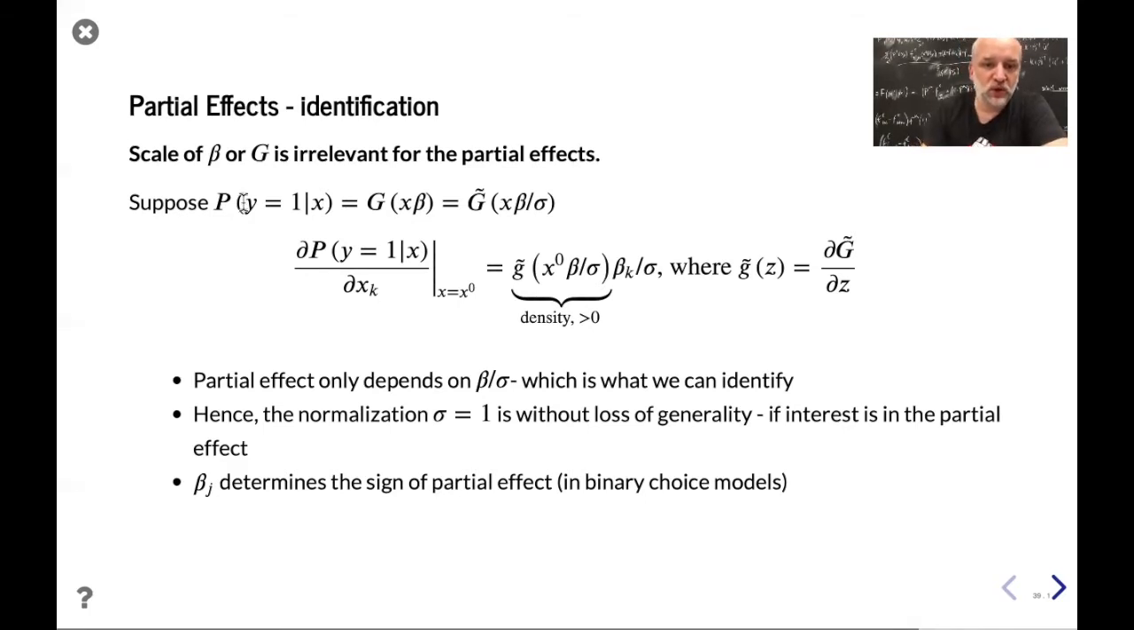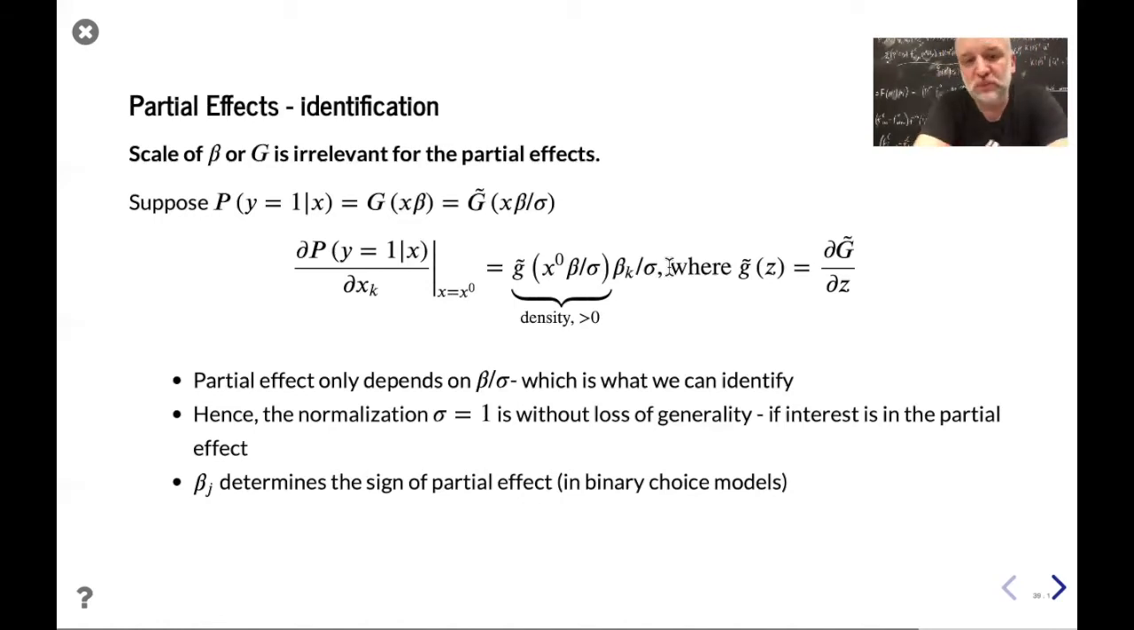Suppose that the response probability is G of X beta, which is also equal to some other scaled version, G tilde of X beta, where the difference between those two is really the scale of the variance. If we take the derivative with respect to a change in X, you get the density of this other G, that could be like a probit with variance sigma equal to 5, evaluated at X beta divided by sigma, and then multiplied by beta divided by sigma.